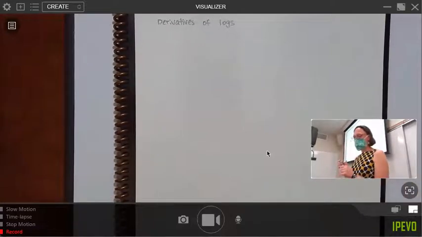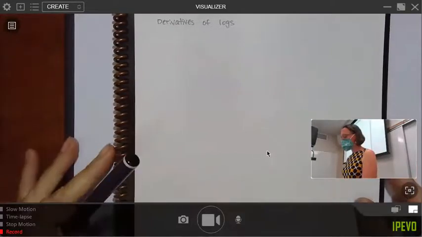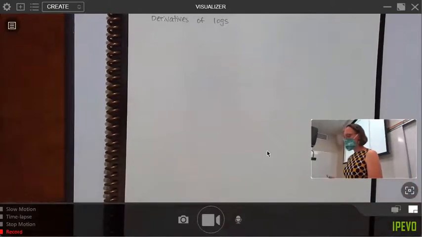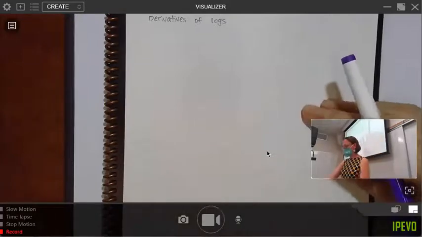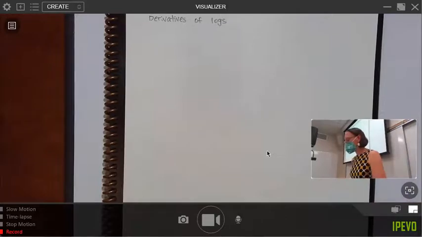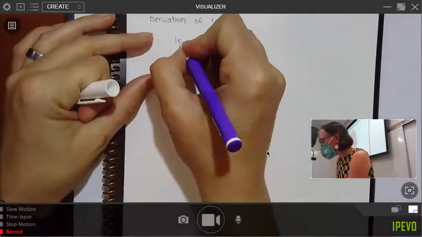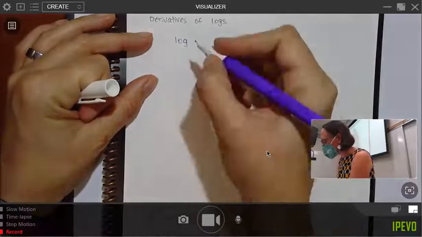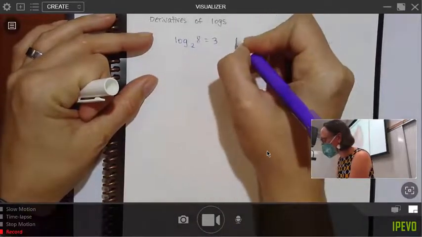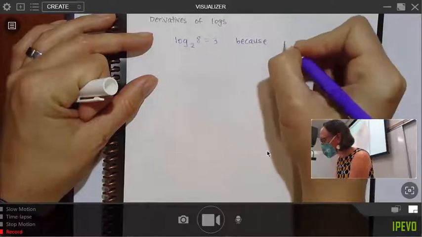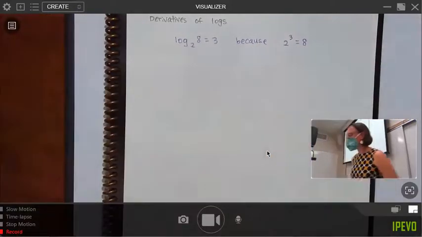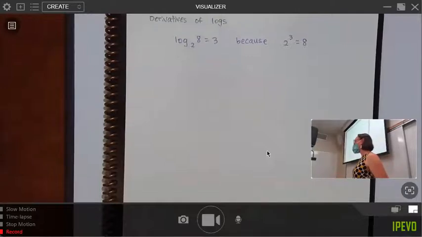Okay, so thinking about derivatives of logs, I realized I should have mentioned one other thing first. Here's the one I always fall back to: log base 2 of 8 is equal to 3 because 2 to the third is equal to 8. Well, logs and exponentials are inverse functions of each other. And the inverse function for e to the x is natural log of x.